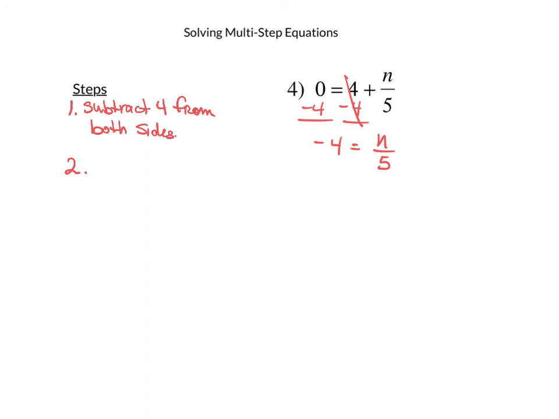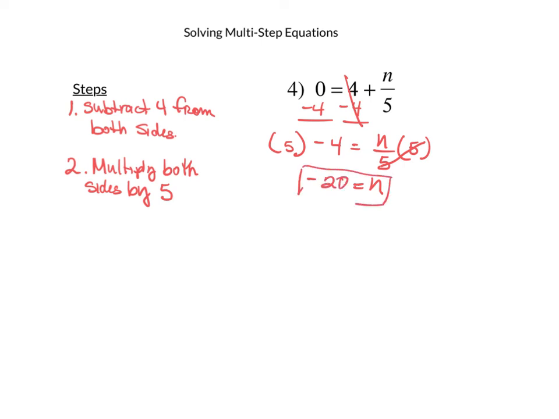The fraction, it means division, and the opposite of division is multiplication. So to clear the fraction, we're going to multiply both sides by the denominator, which is 5. Multiply by 5, multiply by 5. This cancels, leaving n by itself. 5 times negative 4 is negative 20, so n equals negative 20.